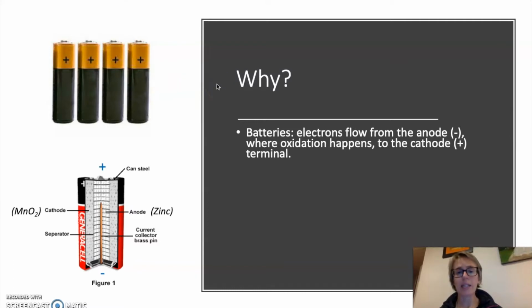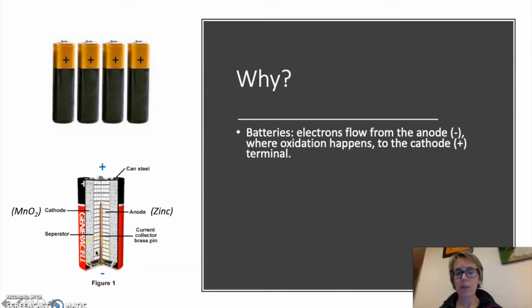a cathode. And in just a regular AA battery like this, your anode is the bottom, the negative terminal, and your electrons are able to move out of the battery to power your device, and they're attracted back to the positive end of the battery.